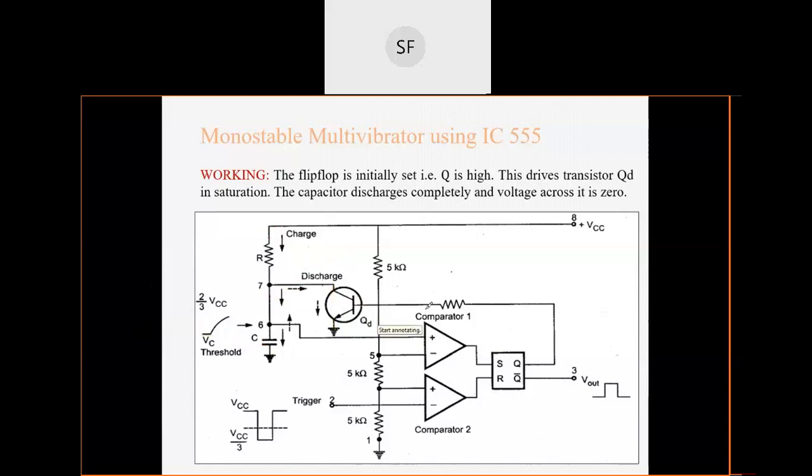Just pay attention. We have assumed that our flip-flop is set, that is S is 1. That's why our Q becomes 1 and Q bar becomes 0. Now Q is 1, so the base will become 1, and this transistor will go into saturation. Saturation means your transistor will work in a saturation region, that means short circuited.